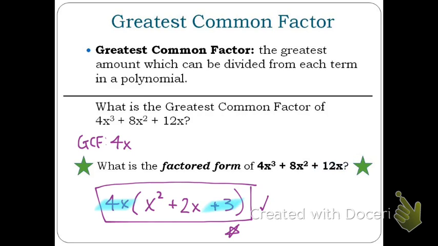And it does come out to be the original answer: 4x cubed plus 8x squared plus 12x when you distribute. But again, we are only trying to factor right now.